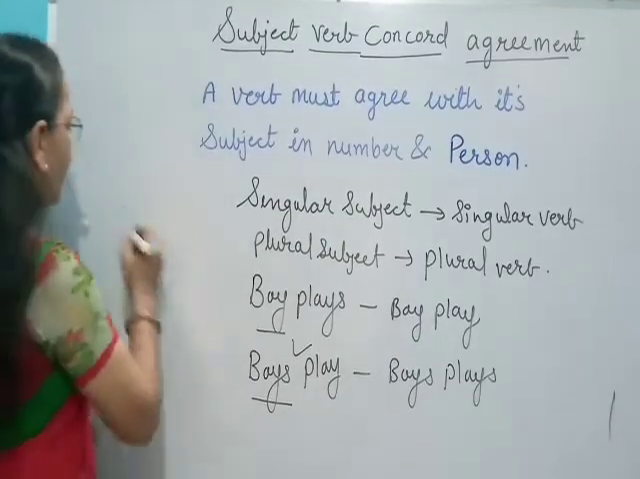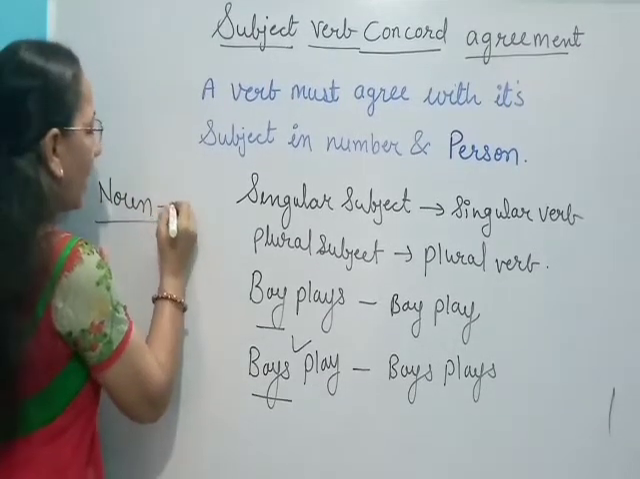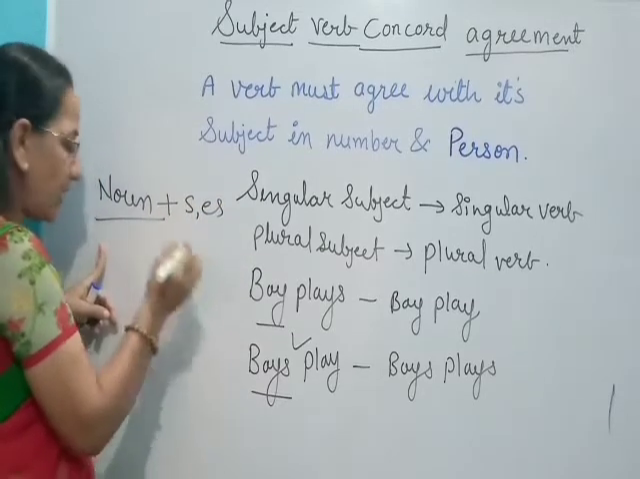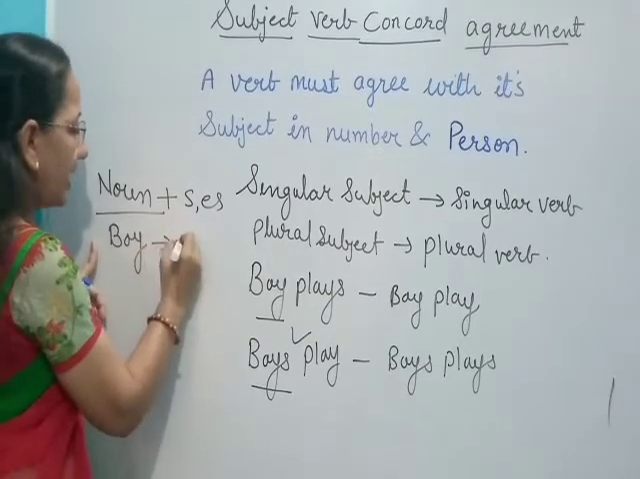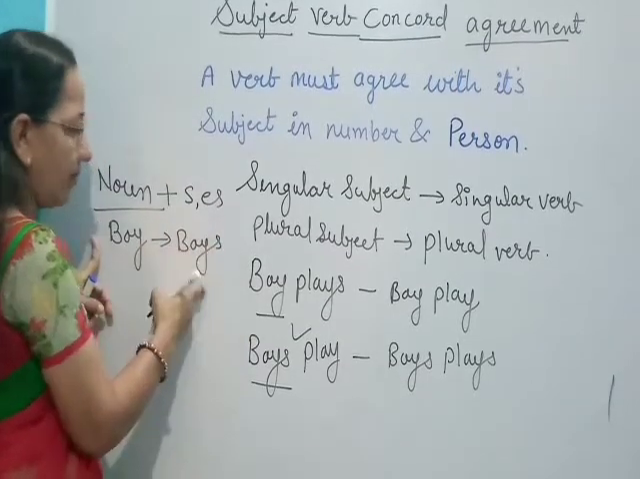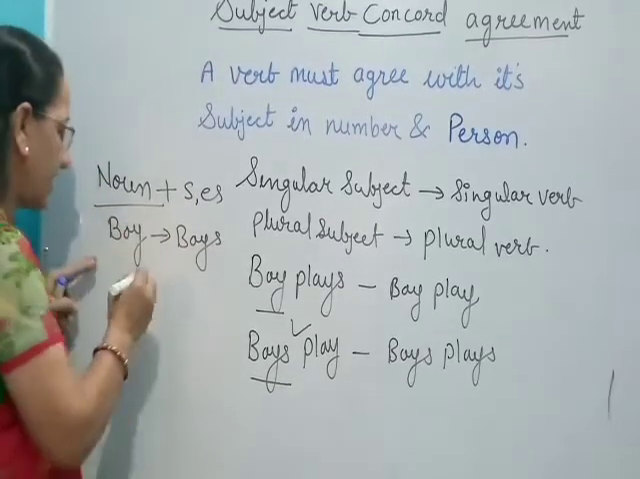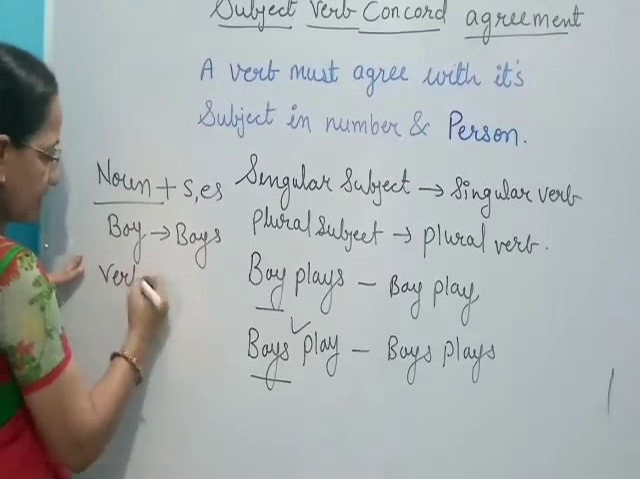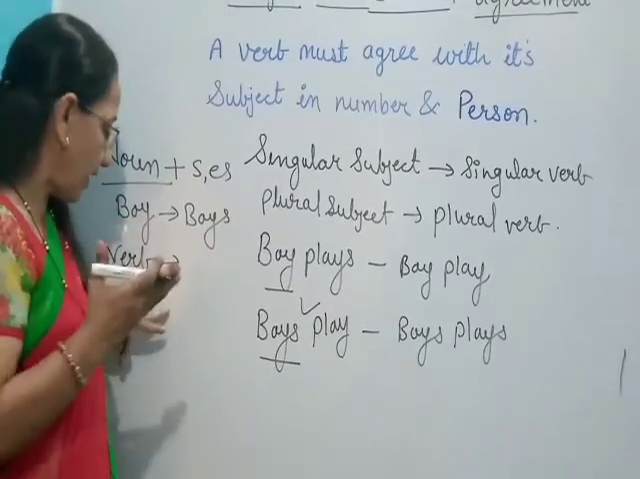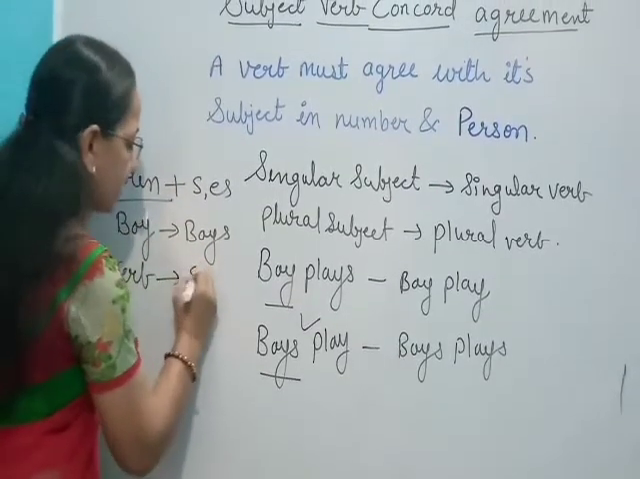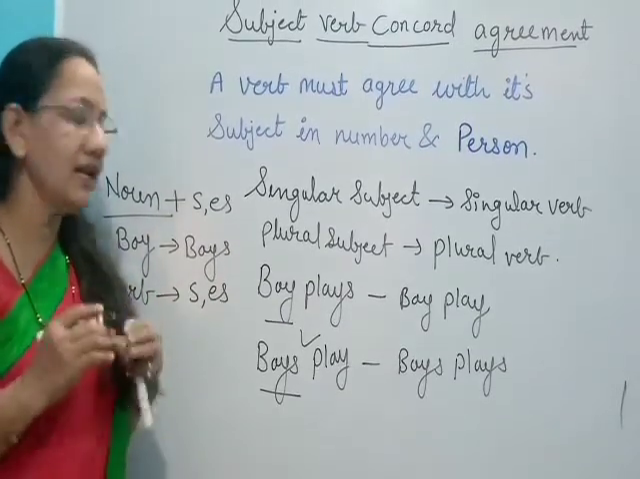For making a noun singular to plural, what are you doing? You are adding s or es with it. For example, your singular noun is boy. For making it plural, you add s and it becomes plural, boys. But for making a verb singular, we have to add s or es with it. So this is the opposite rule. The verb itself is in its plural form, and when we make it singular, we have to add s and es with it. So this is the concept and you have to remember it lifetime.